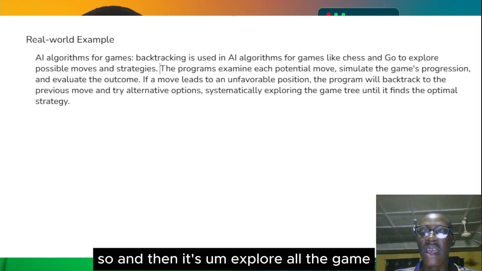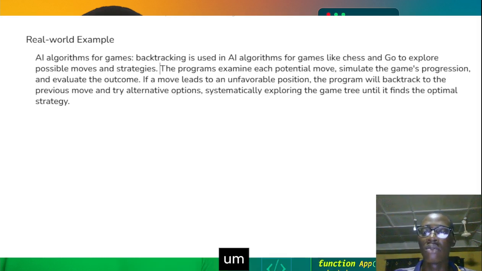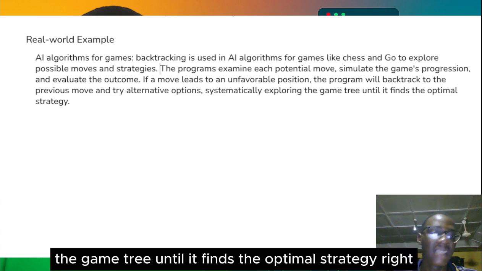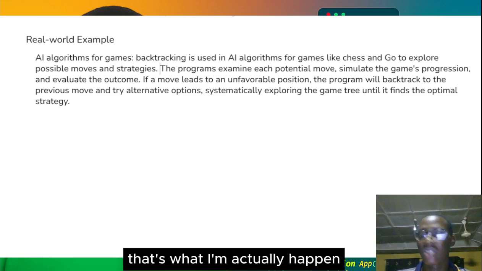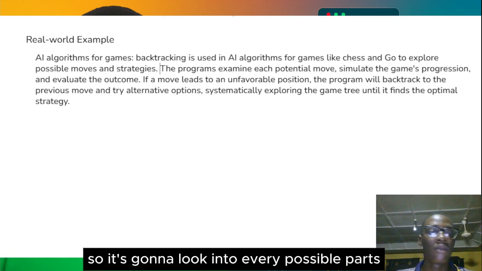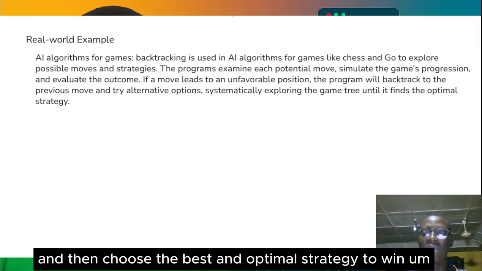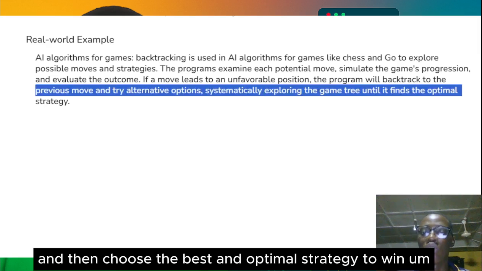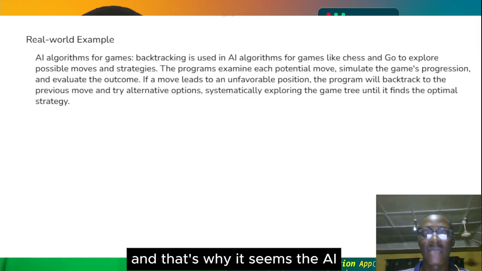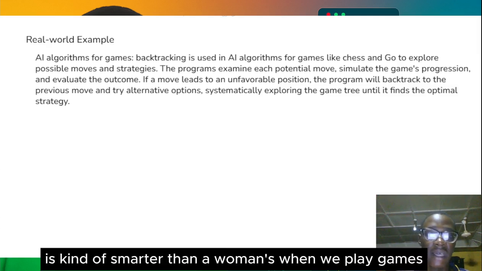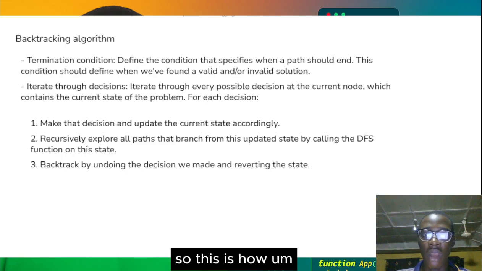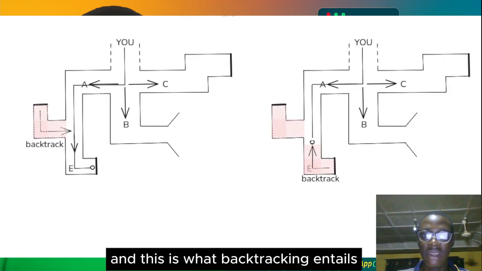And then it explores the whole game tree until it finds the optimal strategy, right? That's what actually happens. It's going to look into every possible path and then choose the best and optimal strategy to win. And that's why it seems the AI is kind of smarter than humans when we play games. So this is what backtracking entails.